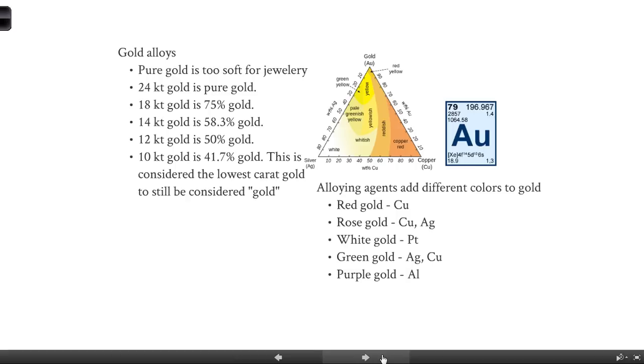Now if you add a little bit of copper, that gets you red gold, or adding a bit of copper and silver makes it your rose gold. For white gold, they add platinum, and that's why white gold is more expensive than regular gold, because platinum is a more expensive metal than gold. So because to get white gold you have to add a little bit of platinum to it, it's obviously going to increase the cost.